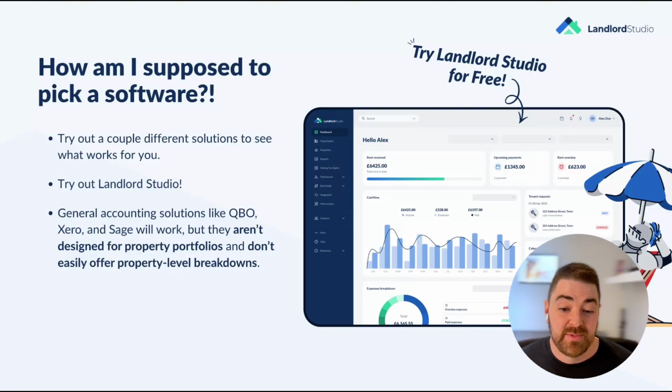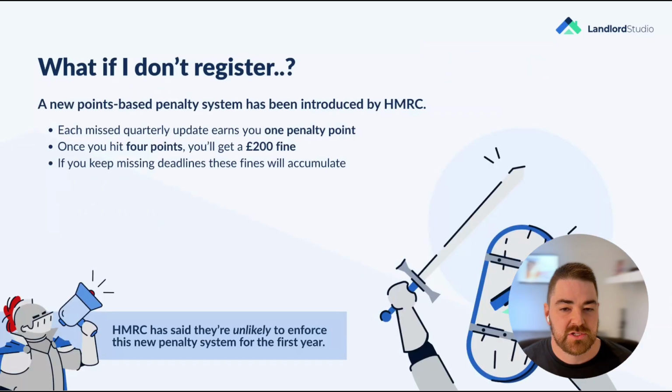Accountants' times are limited as well. So that's where we suggest bringing in property-specific software like Landlord Studio. It's built for you as a landlord. It lets you track income and expenses on a property-by-property level, and that's sort of key here. You can set ownership percentages, automate a lot of the reporting, and make that filing just a little bit easier.